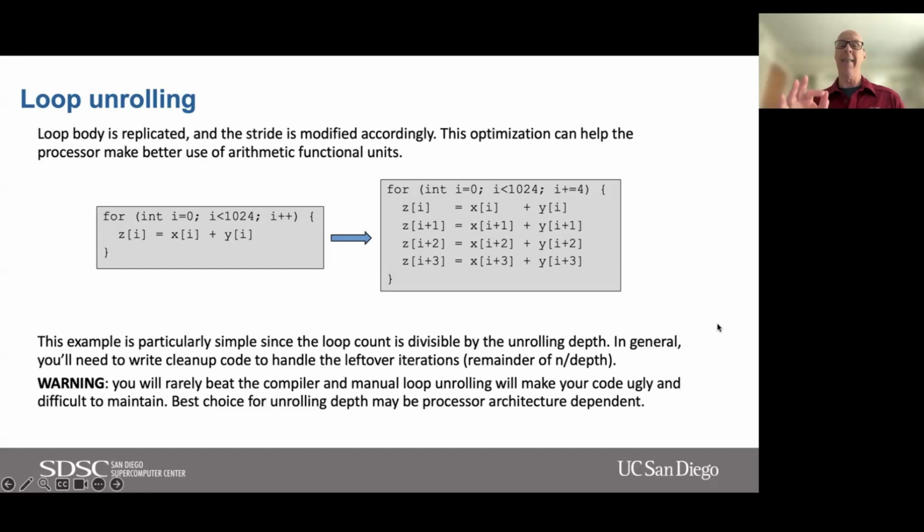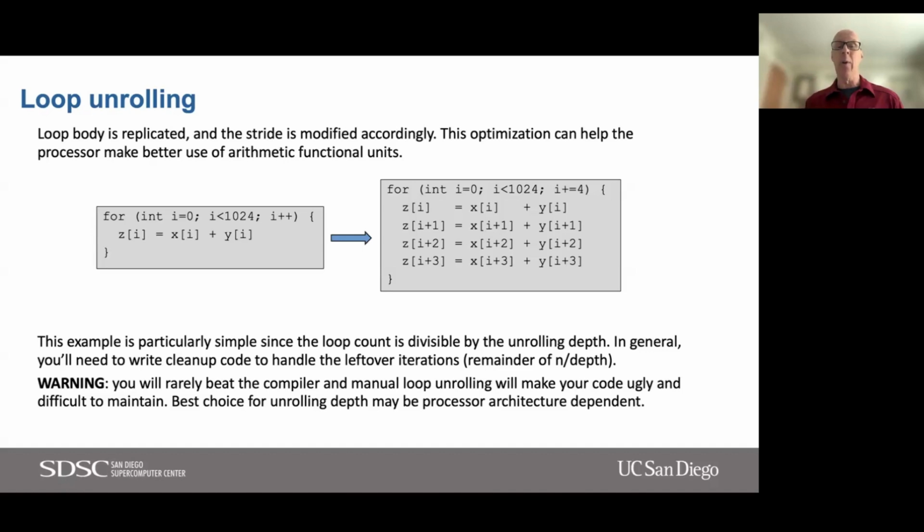Now, I'm going to say that this is something that you generally don't want to do yourself. Compilers are excellent at doing loop unrolling. It requires some significant modifications in the code. In this case, I took the loop body, zi equals xi plus yi. I replicated it 4 times, and I changed my stride from 1 to 4. This gives the compiler a lot more instructions to work with. It can rearrange them. It can get you better performance.